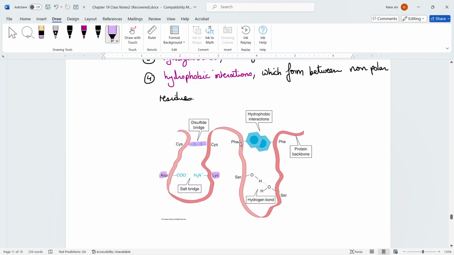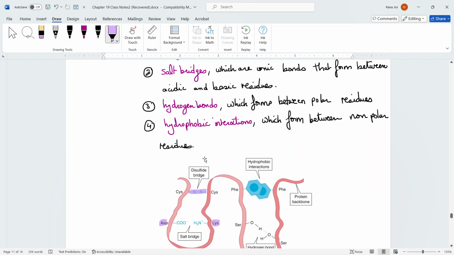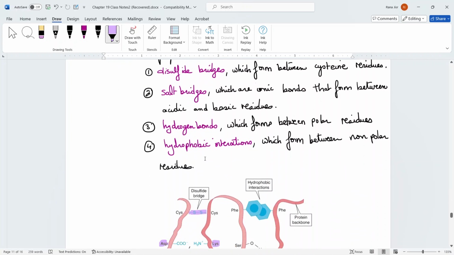If you have two phenylalanines that are next to each other, these are two nonpolar residues or nonpolar groups. And these groups are going to have a hydrophobic interaction. And then if you have two serine amino acids that are next to each other, they can undergo simple hydrogen bonding between the two alcohol functional groups. One hydrogen from one alcohol will interact with the oxygen of the other, and you're going to make hydrogen bonding. Whenever you have any of those interactions in the protein, this is a tertiary protein structure.